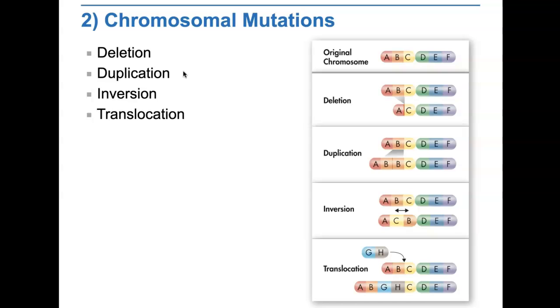Deletion involves a loss of all or part of a chromosome. Duplication produces an extra copy of all or part of a chromosome. Inversion reverses the direction of parts of a chromosome. Translocation occurs when part of one chromosome breaks off and attaches to another.